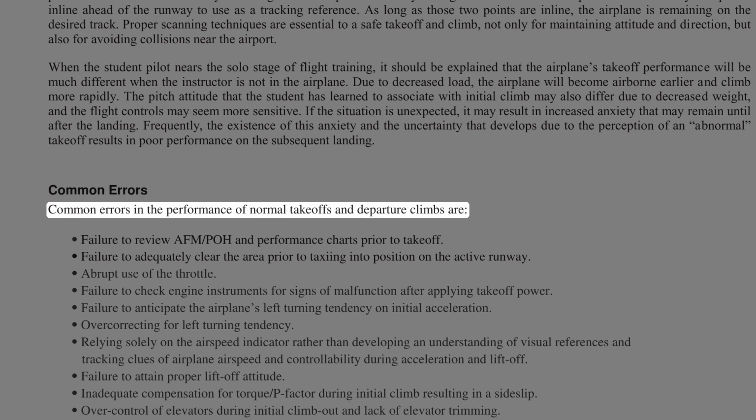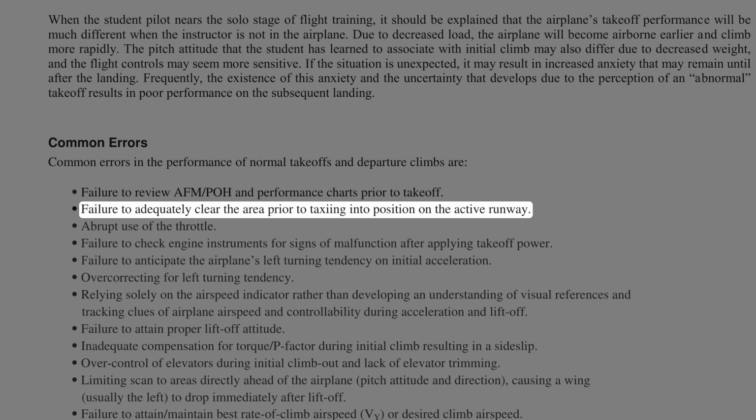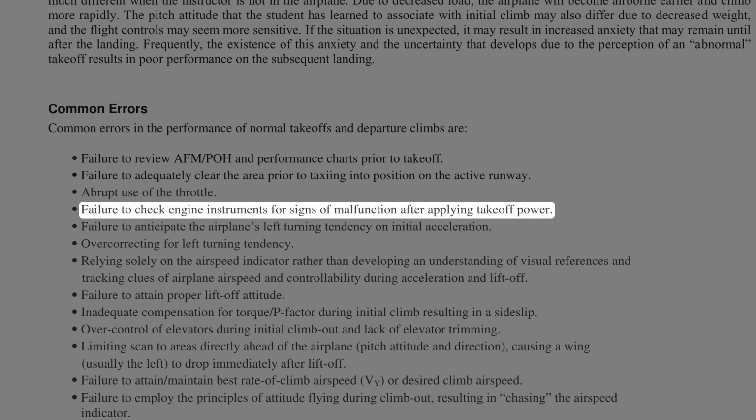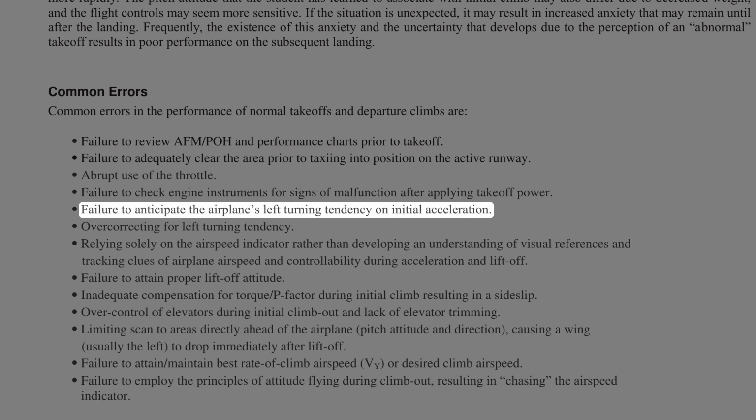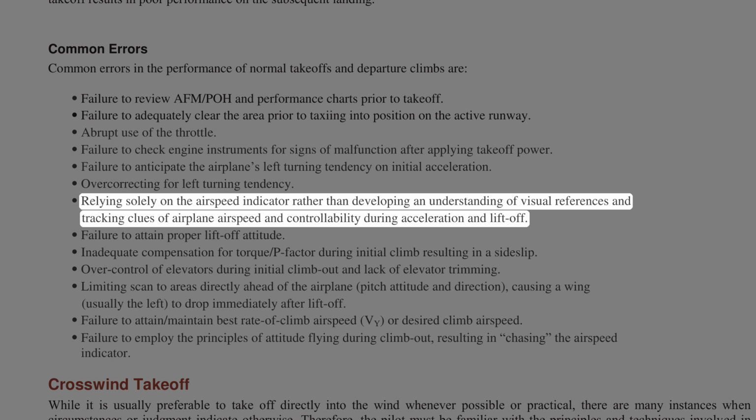Common errors. Common errors in the performance of normal takeoffs and departure climbs are: failure to review AFM/POH and performance charts prior to takeoff. Failure to adequately clear the area prior to taxiing into position on the active runway. Abrupt use of the throttle. Failure to check engine instruments for signs of malfunction after applying takeoff power. Failure to anticipate the airplane's left-turning tendency on initial acceleration. Overcorrecting for left-turning tendency. Relying solely on the airspeed indicator rather than developing an understanding of visual references and tracking clues of airplane airspeed and controllability during acceleration and lift-off.